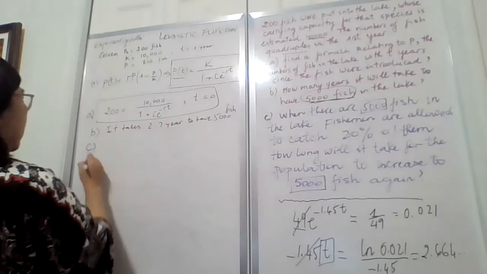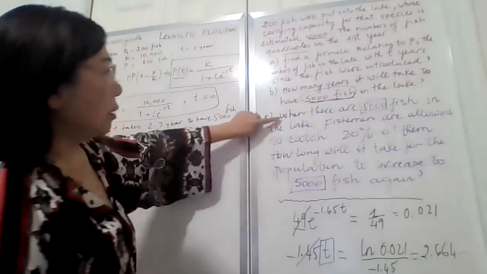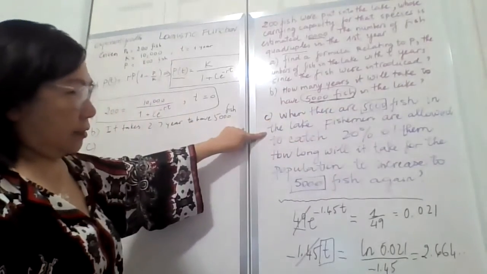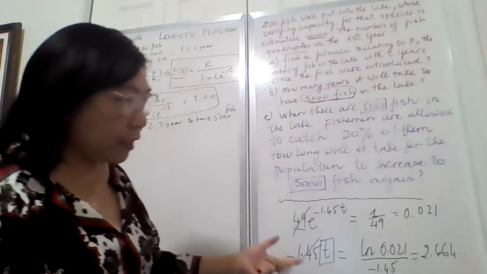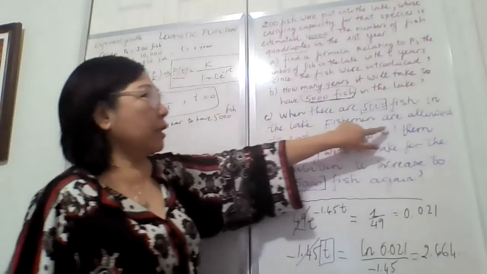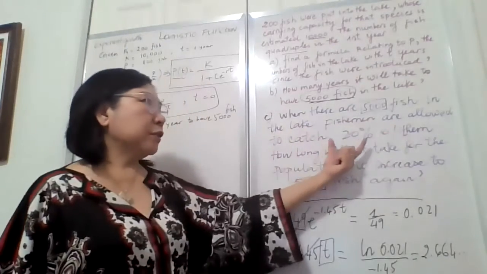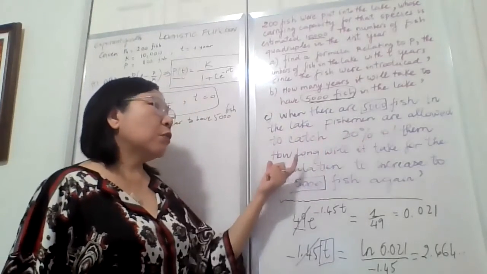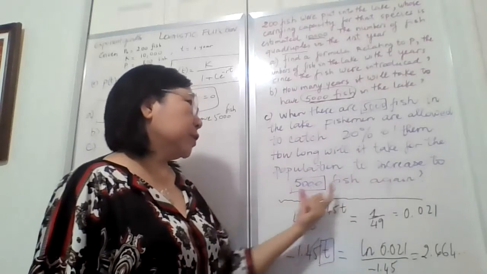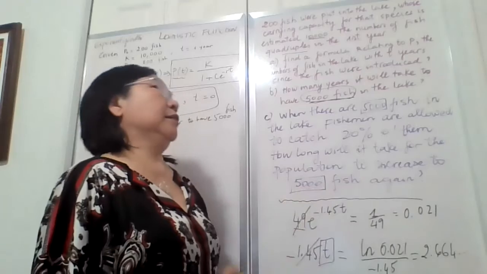So now we're going to do C. Let's read C. When there are 5,000 fish in the lake, so we get up to there already. Now we have 5,000 fish in the lake. The fishermen are allowed to catch 20% of them. How long will it take for the population to increase to 5,000 fish again?